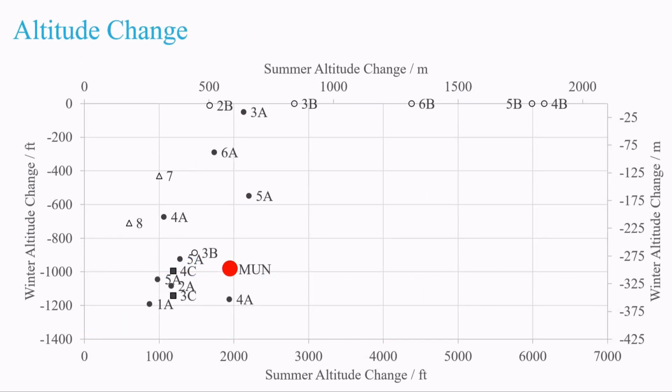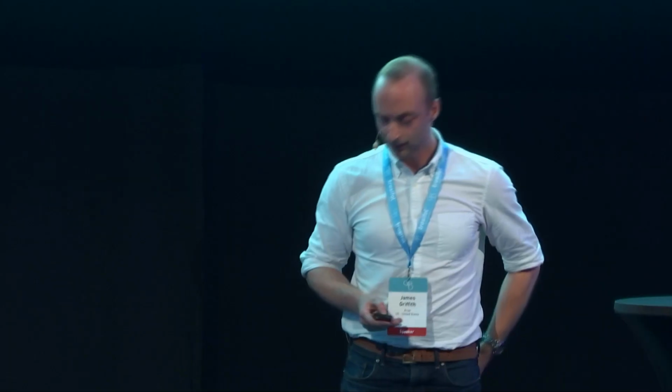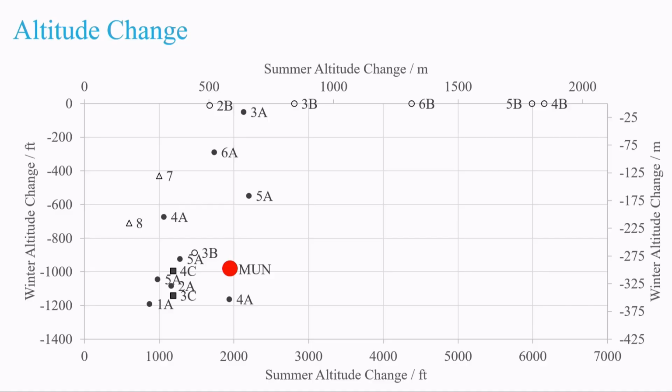So, as discussed, Denver is a very high altitude. Salt Lake City, again, very high altitude. So for this, we took the 90th and the 5th percentile as a set of values which capture the majority of glass processes. And then for every representative city, we worked out the possible altitude changes that you could expect if the glass was manufactured there.